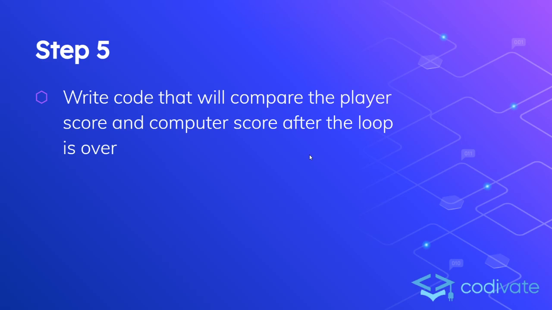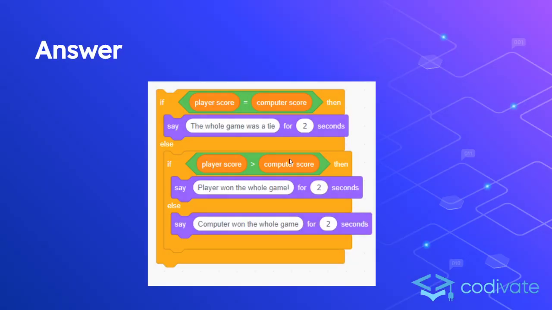Now, the last step is to just write code that compares the 2 scores after the loop we just wrote finishes. And that's honestly the simplest thing. And here it is. If the scores are equal, the whole match was a tie. And if it's not equal, then if the player score was higher, that means the player must have won. And if not, then the computer must have won. Again, the reason why I don't need to check that the computer score was higher here is that I know it must be higher, because it wasn't equal to, and it wasn't less than, therefore it must be greater than.